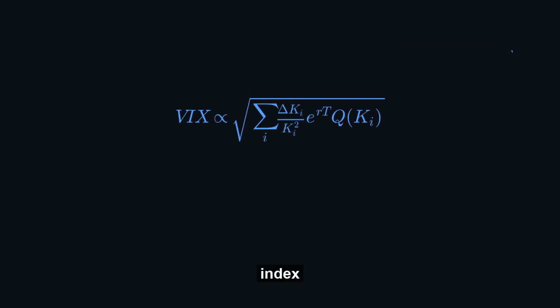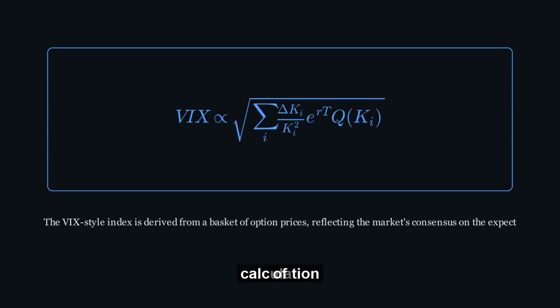Mathematically, the VIX-style index is derived from a model-free calculation of the market's expectation of future variance. It aggregates the implied volatilities across a wide range of out-of-the-money options. The formula essentially sums weighted option prices, where each option contributes to the overall expected variance. There is no component in this calculation that directly predicts the future price level of the underlying asset, only the magnitude of its potential movement.